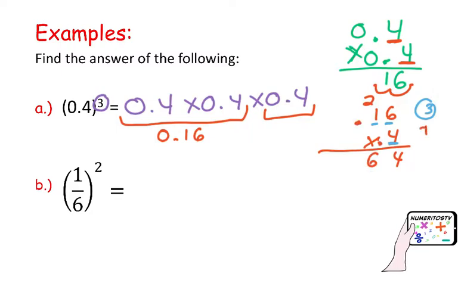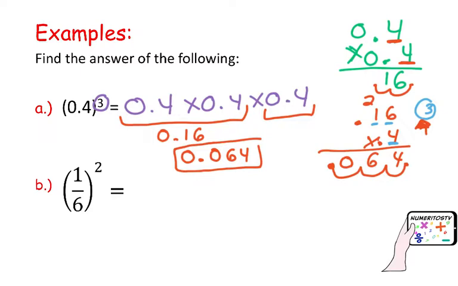We already knew that it was 3 decimal places. So bring them back. 1, 2, 3. If you don't have enough digits, don't forget to add that 0. So the final answer is 64 thousandths or 0.064.